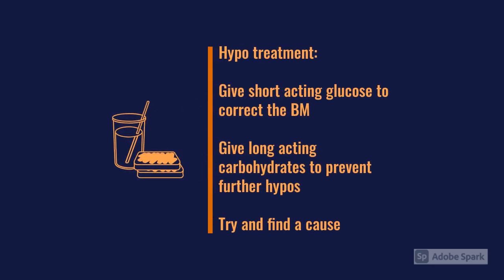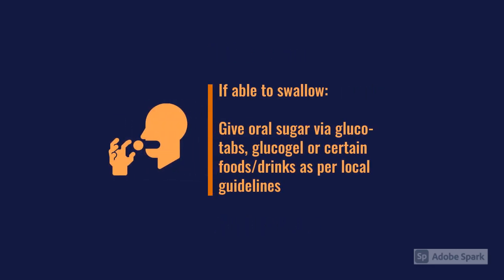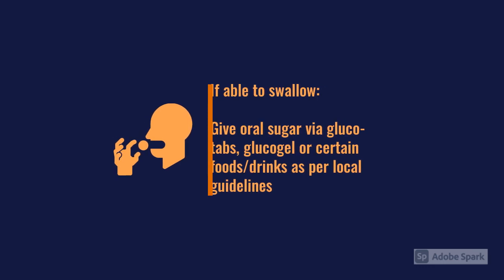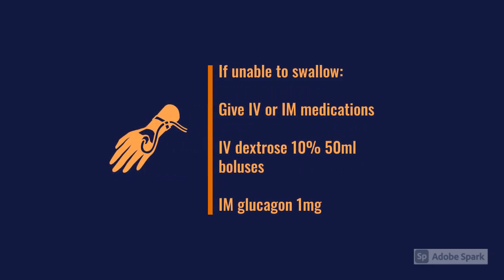I suppose in terms of the basic principles, we're going to want to give short-acting glucose and then a long-acting carbohydrate. And then you're going to want to try and look to establish the cause of the hypo, as Matt has discussed. So in terms of stuff that you can give, if patients are able to swallow, then you can give them either glucose tabs or I think in the hospital we've got gel that you can put on the patient's gums as well. If they're not able to swallow, then you need to get IV access or use the IV access that they have.